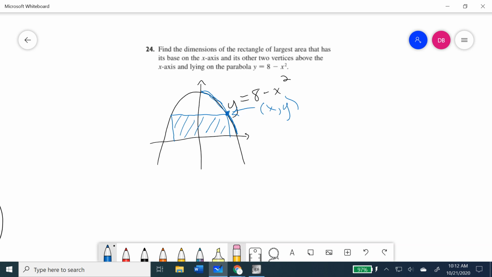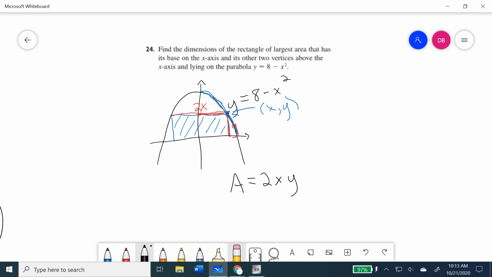The area of this rectangle is going to be whatever the x coordinate is, that's half of a length across. So this entire dimension across is double the x coordinate, and the height is the y coordinate. I want to optimize area. So I'm going to start off with the formula for area is 2x times y.